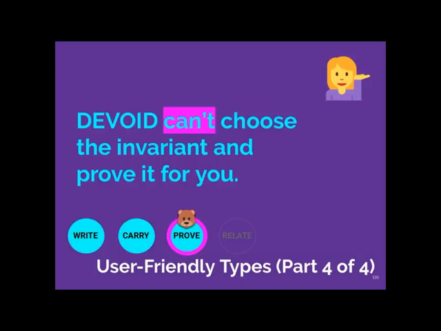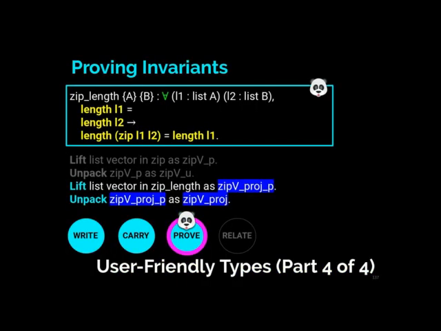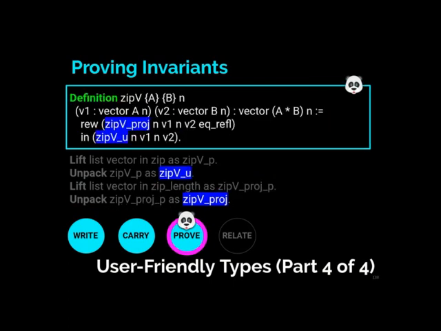Devoid can't choose which of these invariants to actually prove for you, and it can't prove it for you, but it can make that whole process a lot easier. It does that by allowing you to prove it over lists, over unindexed types instead. So here we can prove this zip length invariant instead, which is the invariant that the lengths are the same. And then we call the same two commands, just lift and onpack. And this gives us an invariant over vectors.